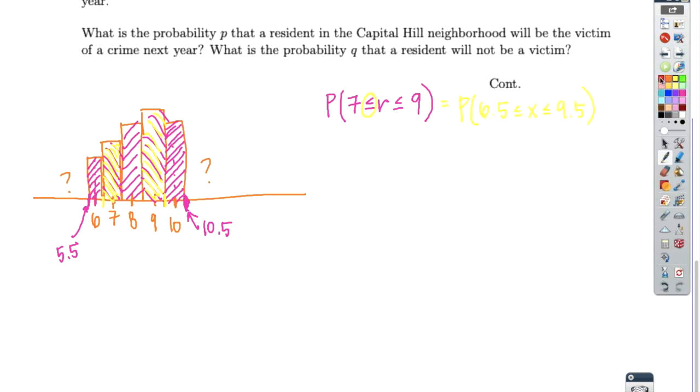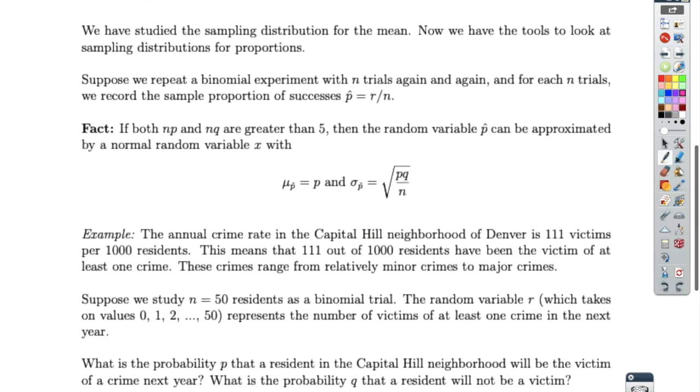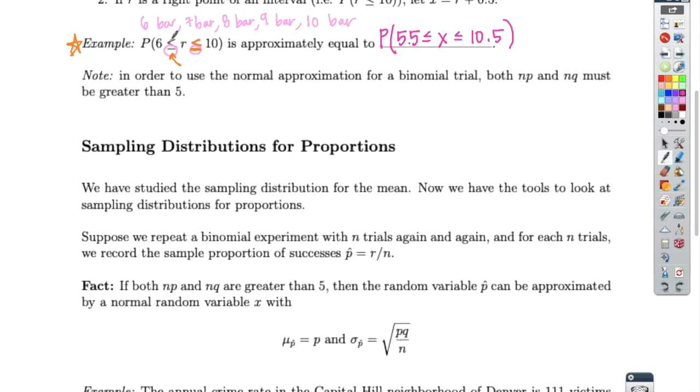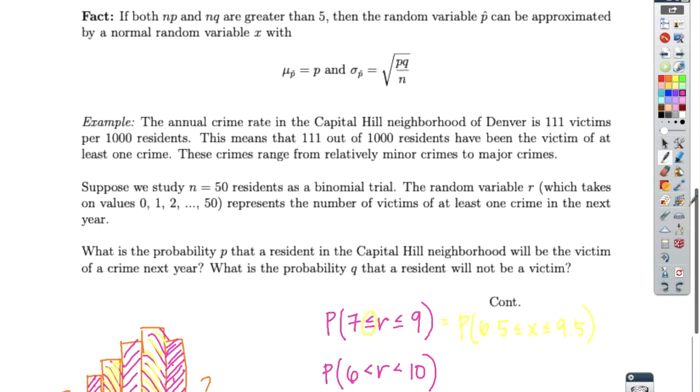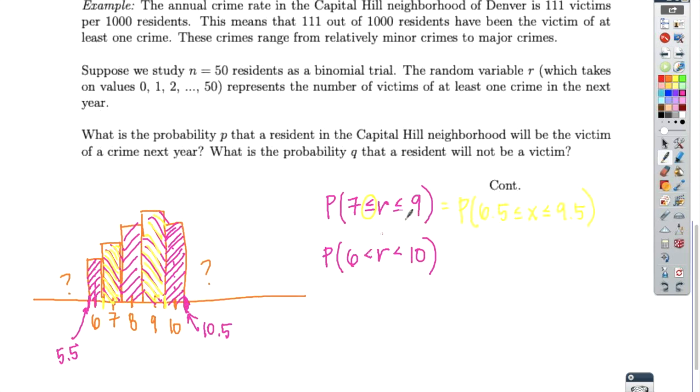Okay, let's do another one. Almost the same problem, but now just a smidge different. I'm going to say the probability that our successes are between 6 and 10 again, but notice now there's a big difference between the example we did earlier, less than or equal to, less than or equal to, and my new example where now I'm saying I don't want to include.